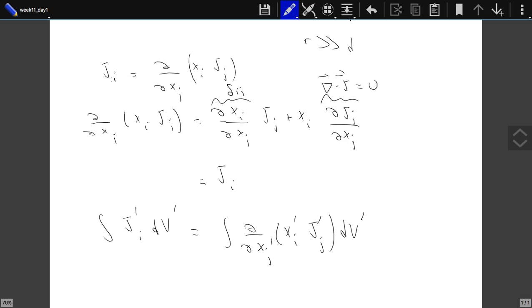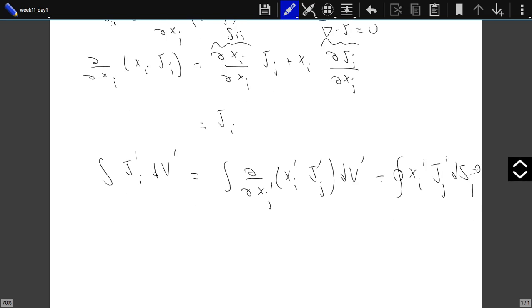But you see, this is the integral of a total derivative, essentially. So we can write this as a surface integral of x_i prime J_j prime dS_j. This is over a closed surface bounding our volume V, but our volume is infinite, and this surface is at infinity. There is no current at infinity, and hence this is 0.